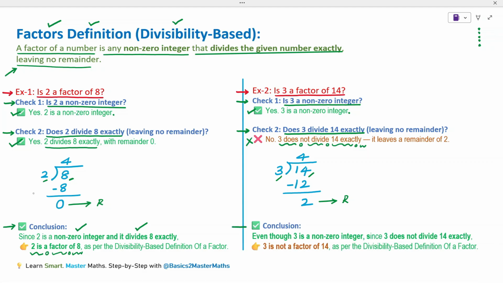Therefore, even though 3 is a non-zero integer, since it does not divide 14 exactly, according to the definition, 3 is not a factor of 14.